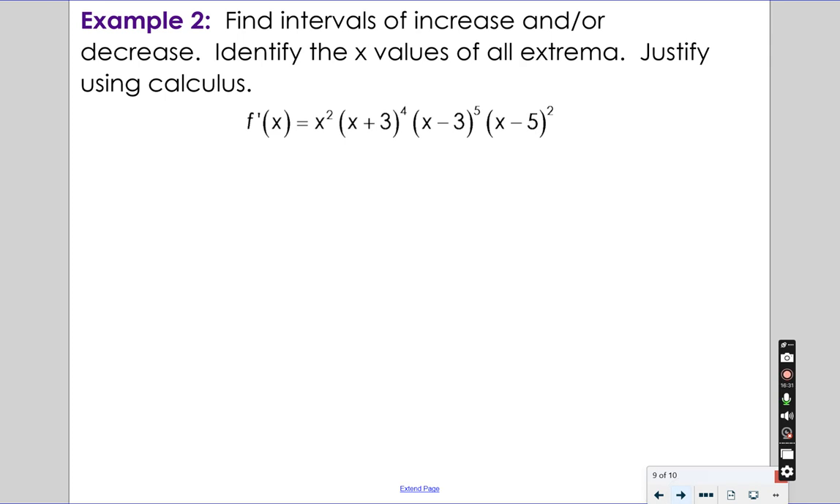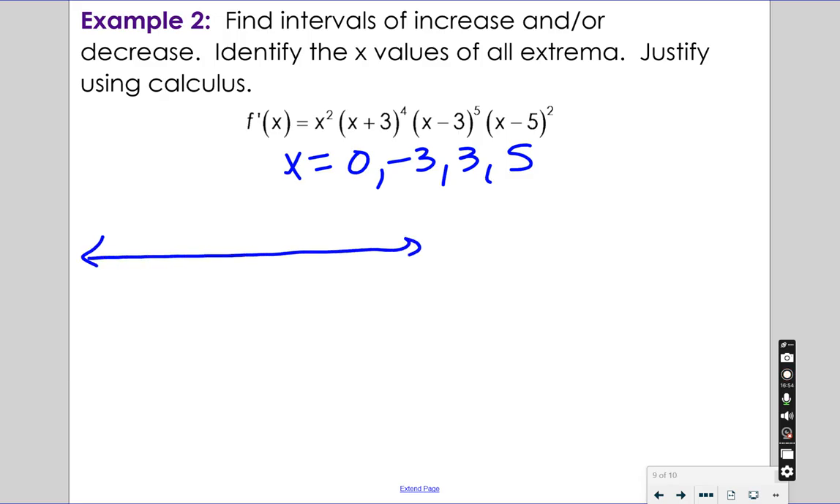They were nice and they gave us the derivative. Notice it says f prime of x equals, so they've already got the derivative and it's already factored. So we can go straight to finding our critical values. What are the critical values? 0, negative 3, 3, and 5. There we go. Let's make our sign line. Negative infinity, positive infinity. Let's make sure I put this in the right order. Negative 3, 0, 3, 5.